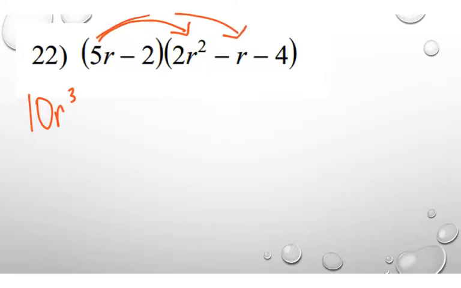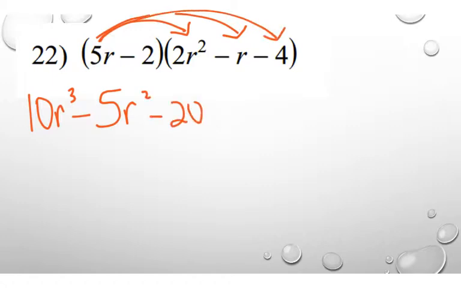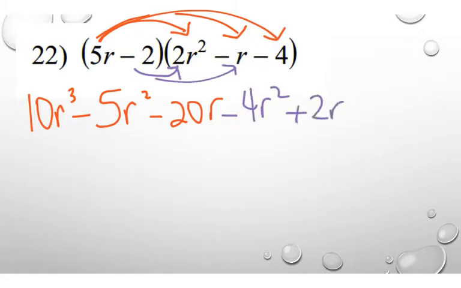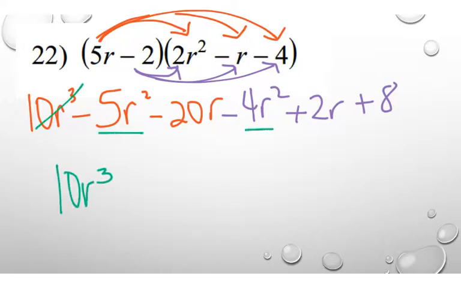Okay, 5r times negative r is negative 5r to the second power. 5r times negative 4 is negative 20r. Then I'm going to have negative 2 times 2r, negative 2 times negative r, and negative 2 times negative 4. We're going to combine our like terms. So 10r to the third is by itself. I've got r squares there, so negative 5 and negative 4.